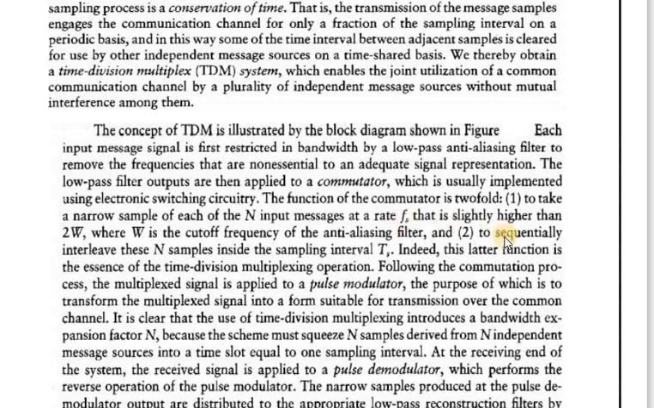Now the second function of the commutator is to sequentially interleave these samples inside the sampling interval Ts. It sequentially interleaves the samples, meaning there should be some time gap between these samples, and that time interval is Ts. Indeed, this latter function is the essence of the time division multiplexing operation.